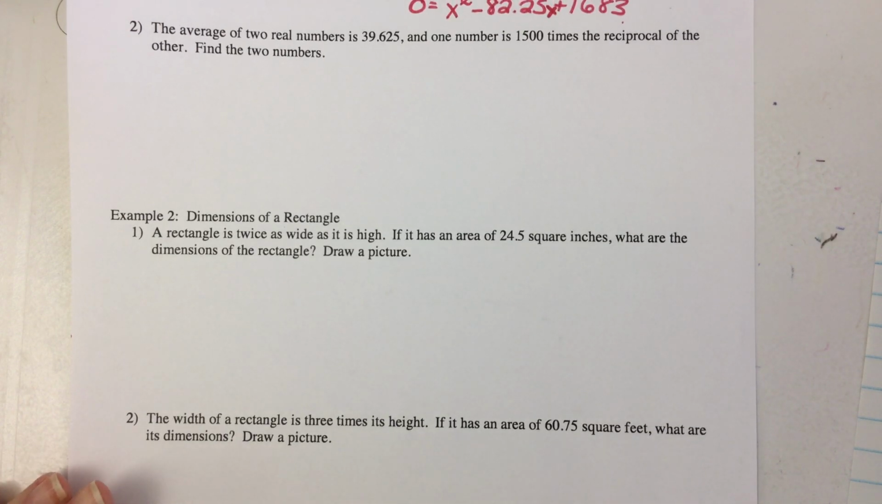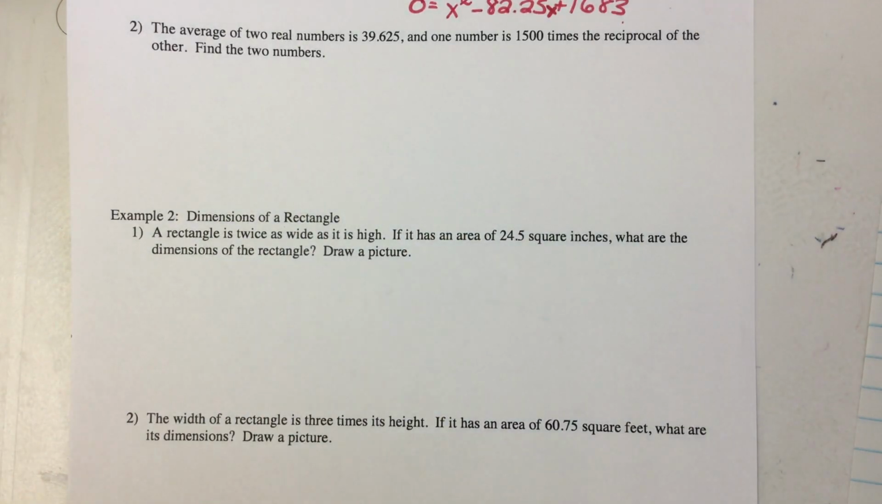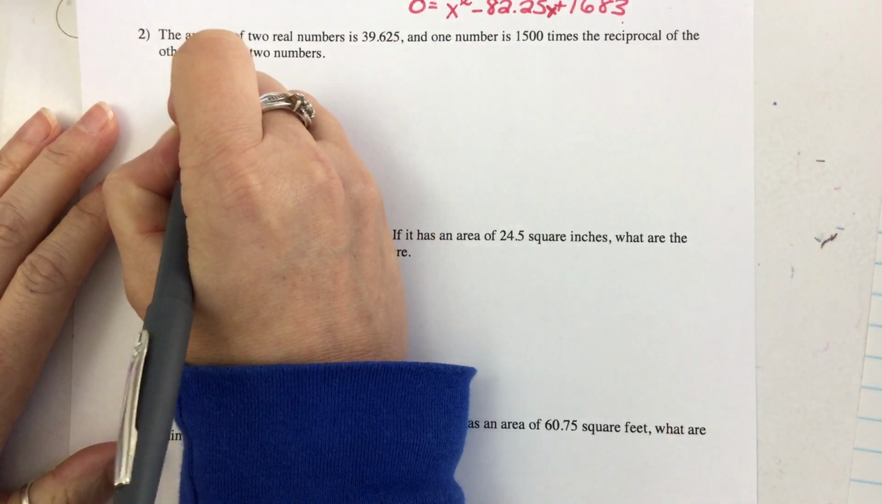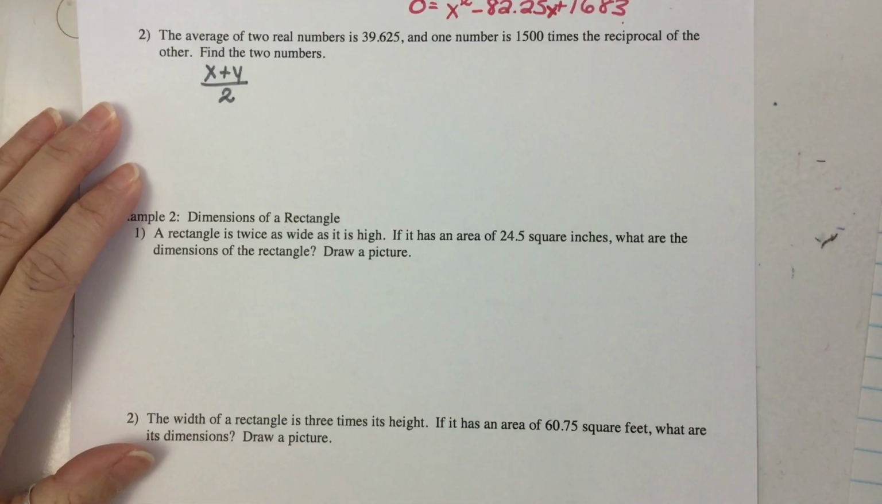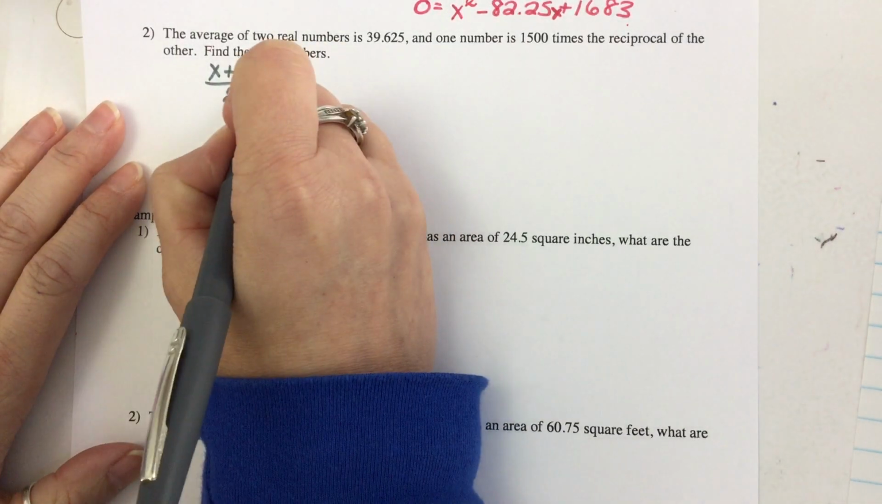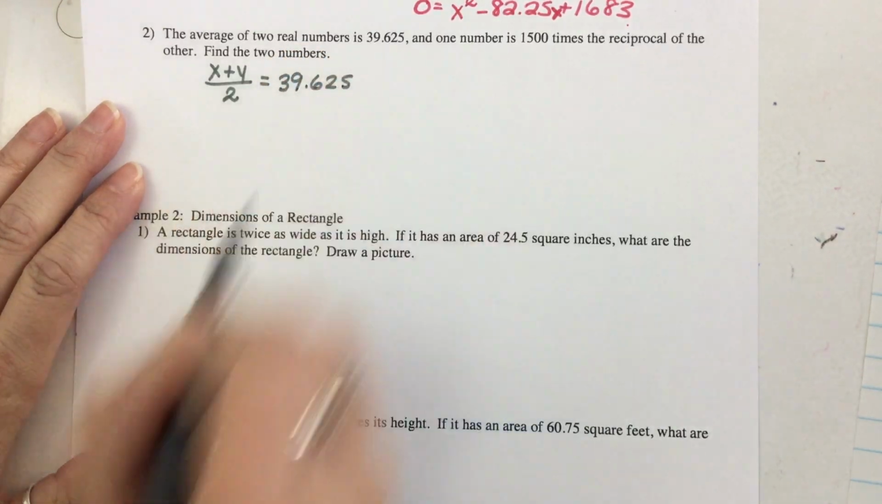The average of two real numbers is 39.625. So I can set that up the same way that I started the previous problem. Two real numbers, let's just call them x plus y. To find the average, you would add them together and divide by 2. Equals, the average is 39.625.